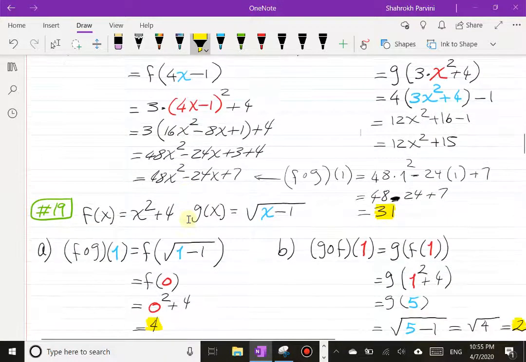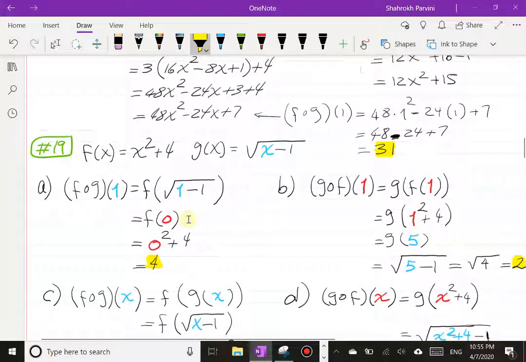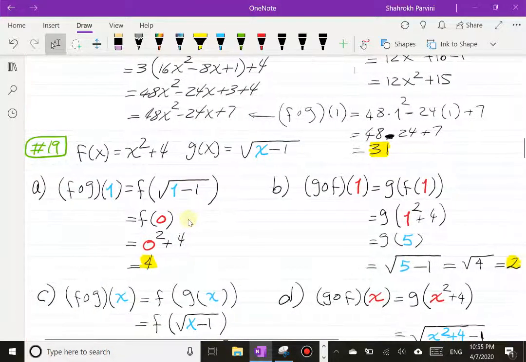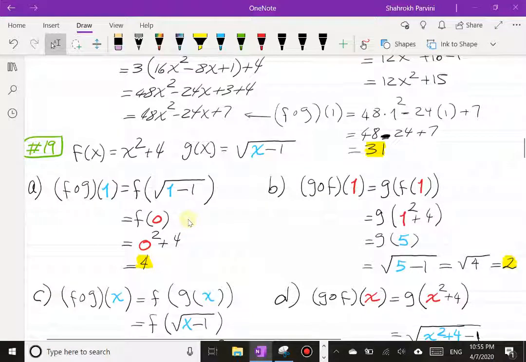This next example is exercise number 19. Okay, and in exercise number 19, this one, again, is the same idea. F of x is x squared plus 4. G of x is root x minus 1. We still want to do f of g of 1. So here's f inside function g of x. So we plugged in a 1 in for x, simplified it, got 0, and then plug in a 0 into f, which is x squared plus 4. That's 0 squared plus 4, I got 4.